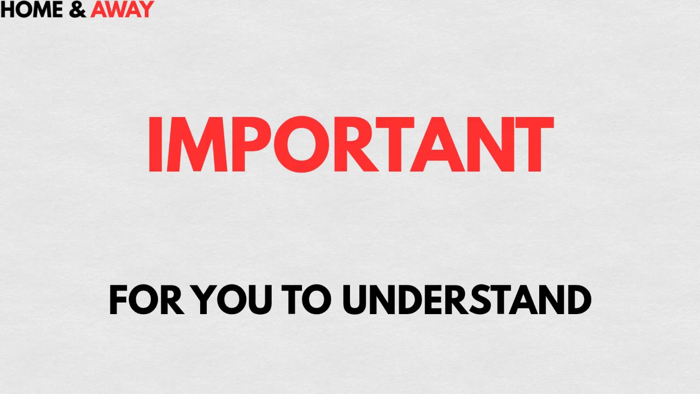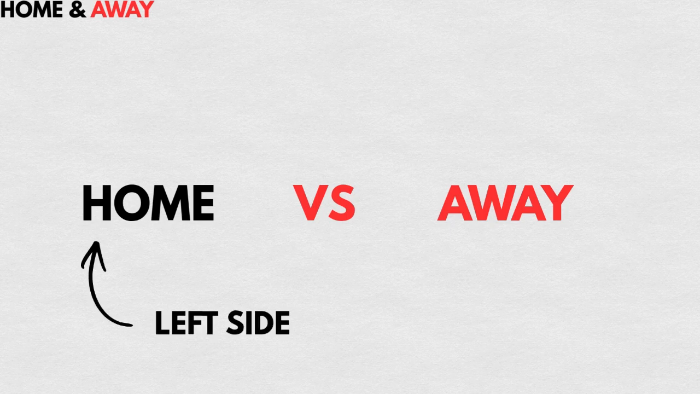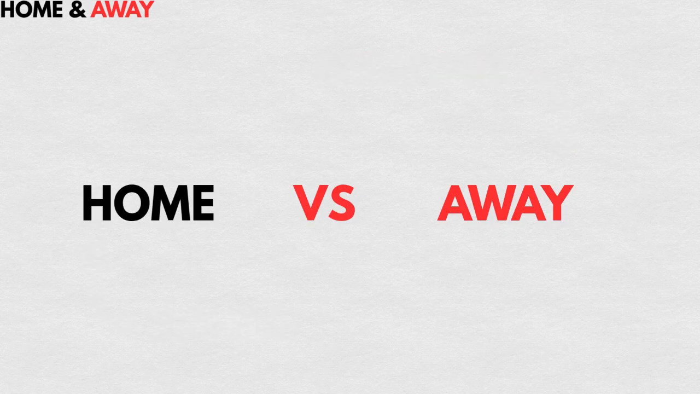There is one thing that's important for you to understand, and that's the position of home and away. Or better still, home versus away. Always note that the home is on the left side and the away is on the right side. This basic knowledge of the position will help you understand the markets better.